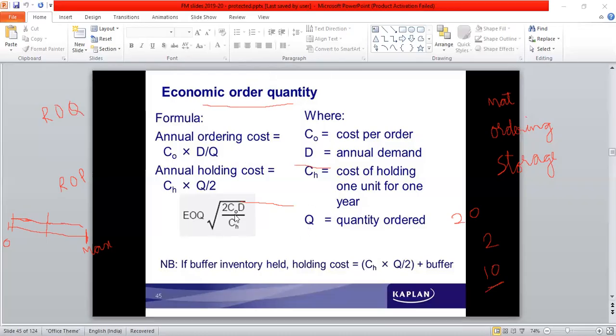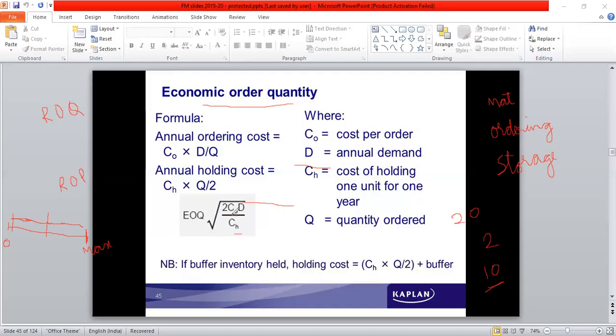CO talks about the ordering cost. CO is equal to cost per order. Cost per order into the total requirement, the consumption, the demand for material during a year, annual consumption, annual demand, divided by H, which is denoted for holding the material or storing the material. So divided by CH, that is holding or storing the material. So the formula is EOQ is equal to under root 2 COD by CH.